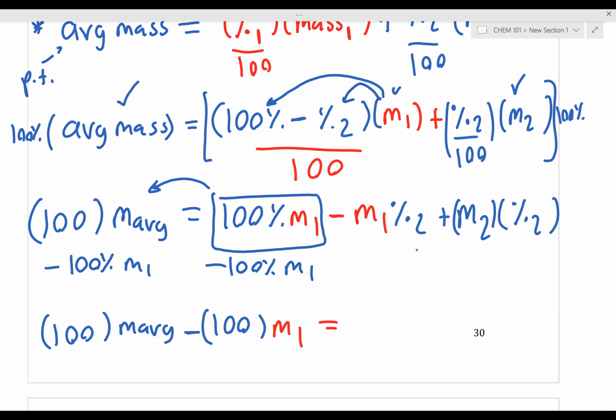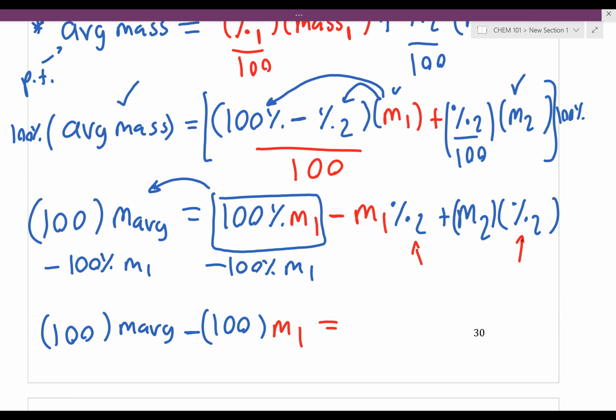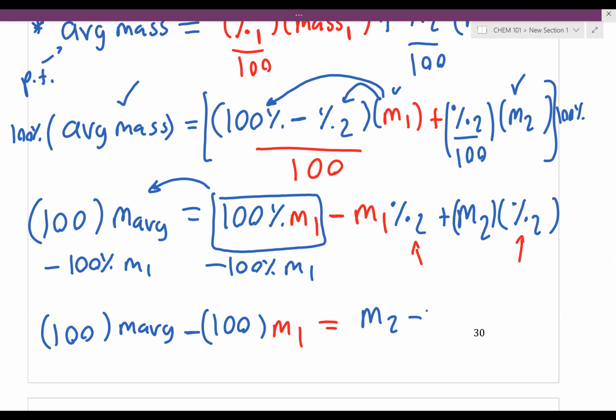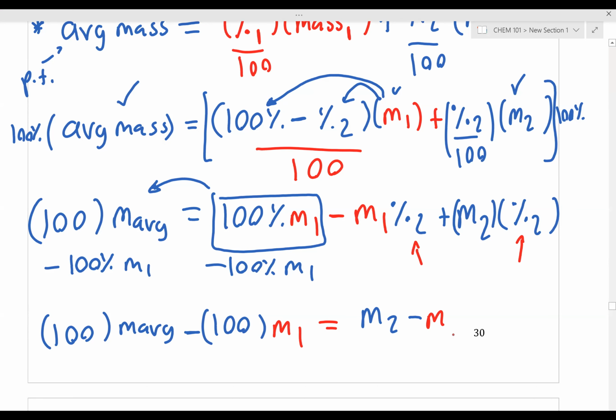Do we see %2 in both of our terms? Yes. So what we're going to do is we're going to factor out this term. So we're going to write out this expression as M2 minus M1 times %2. Okay.